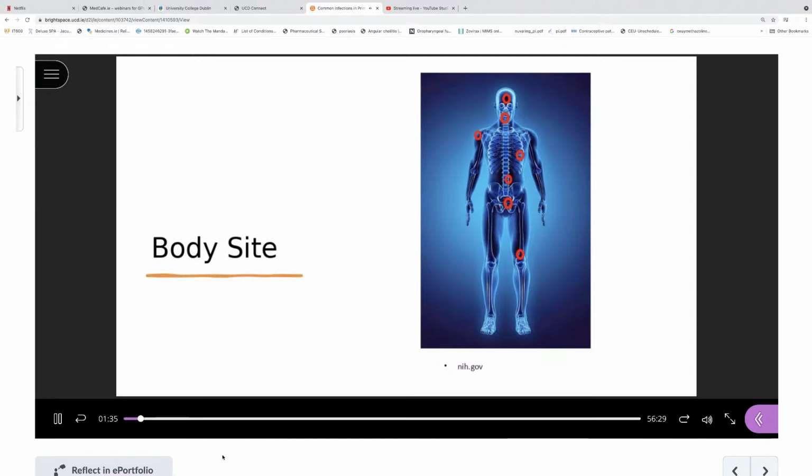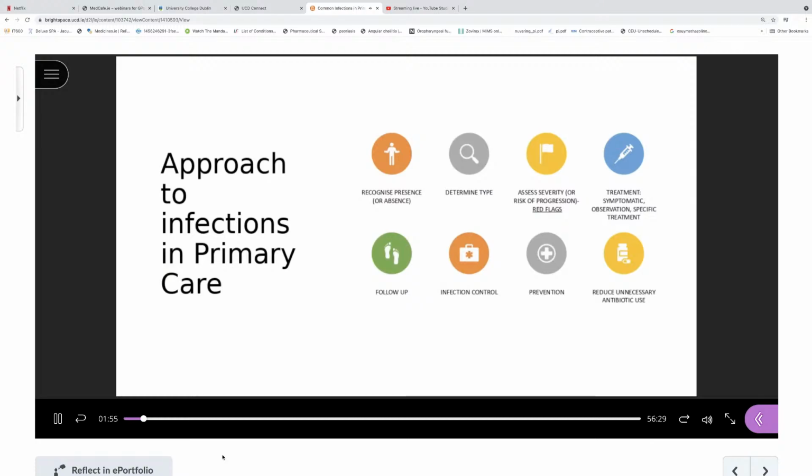So I felt the most logical way to really divide up the infections in this talk was by body site. And we'll try and proceed with a few common examples from each body site, but we will take into account things like severity, special groups, and so on. What I'd really like you to get out of this talk is an overall approach to infections in primary care. So I've devised this schema which looks at a number of things that I think are the most important.